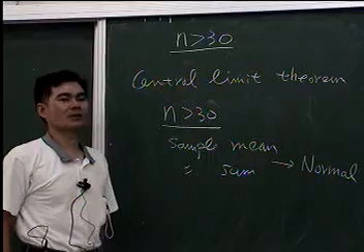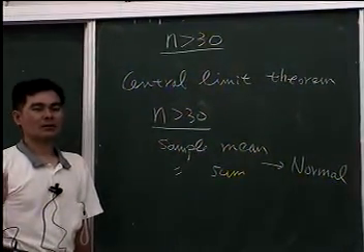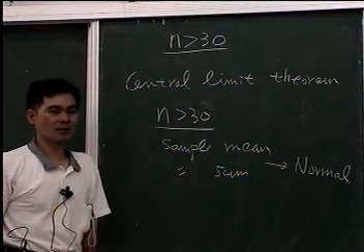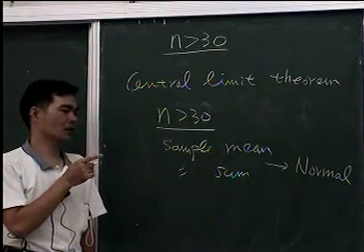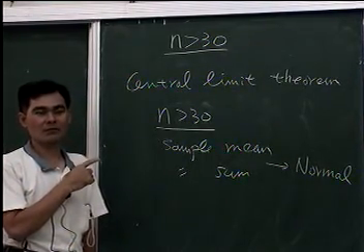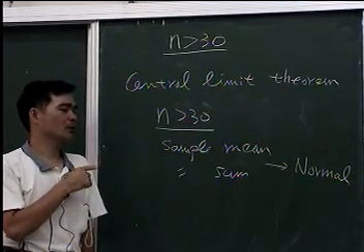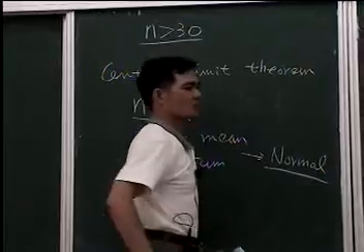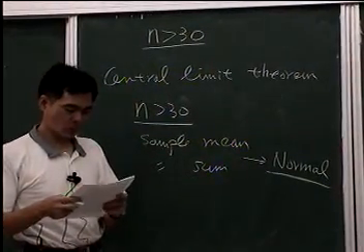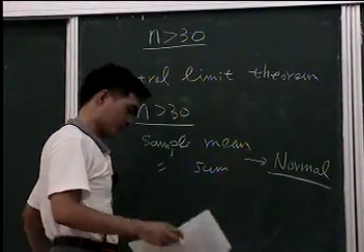So basically, it's very easy. Whatever you get, it doesn't matter in terms of the population, okay? As long as the sample size you get is large enough, in this case, greater than 30, then the sample mean and the sample sum distribution will be normal distribution. And now let us look at one example here, okay?